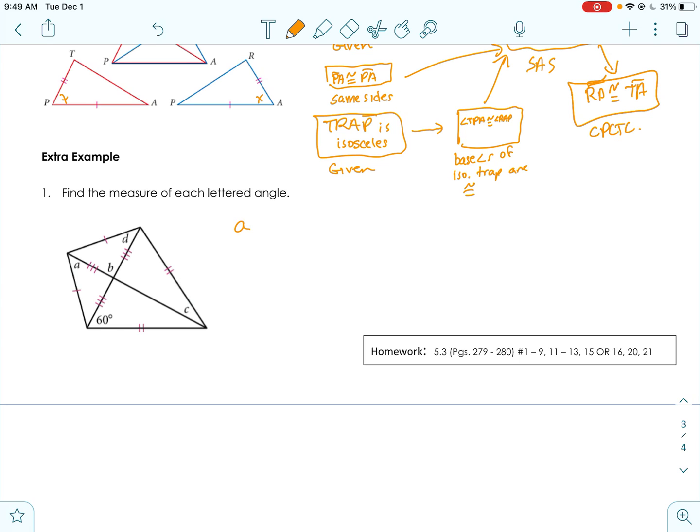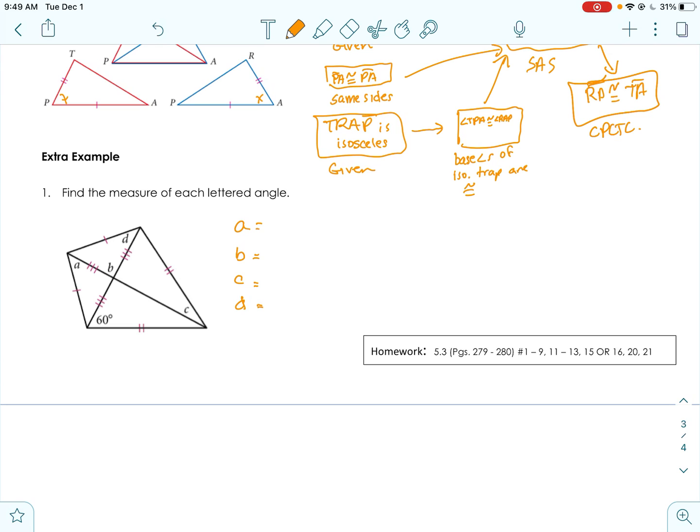So we have A, B, C, D. And let's start to see if we can figure anything out. Let's think about what we know about kites. First of all, we know that the diagonals bisect each other. We know that the vertex angles are bisected by the diagonal, and we know that the diagonal from the vertex angles bisects the other diagonal.